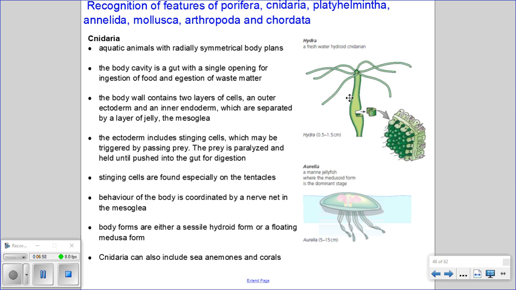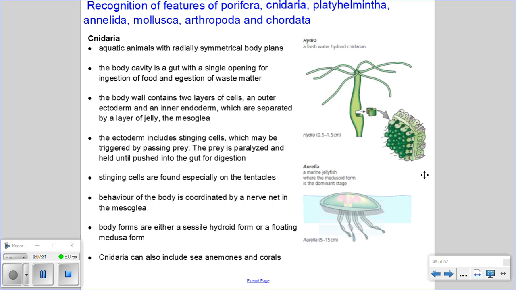The body wall contains two layers of cell, an outer ectoderm, so here's the ectoderm, and an inner endoderm, which are separated by a layer of jelly, here it is, the mesoglea. The ectoderm will include stinging cells, which may be triggered by passing prey. The prey is paralyzed and held until pushed into the gut for digestion. Stinging cells are found especially on the tentacles. So here's a jellyfish, you have those tentacles with those stinging cells.